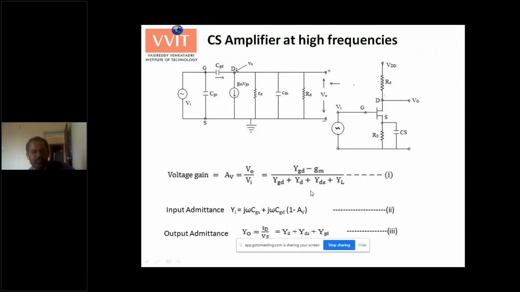We have done this problem also in classrooms. After some calculations, you can find the voltage gain, and this is the formula for voltage gain, this is the formula for input admittance, and this is the formula for output admittance. By the way, while working with this problem, you must be able to use Miller's theorem. Do you understand? So these are the 6 topics which are mostly required.